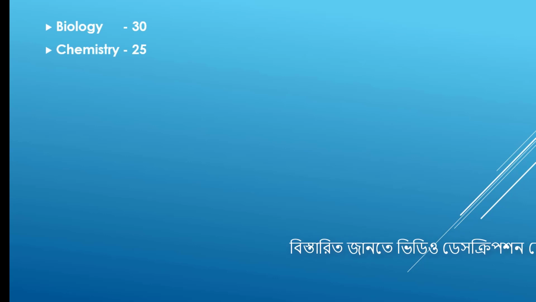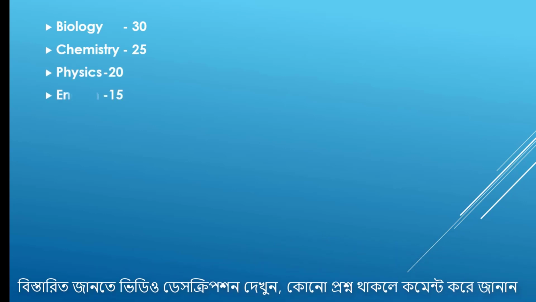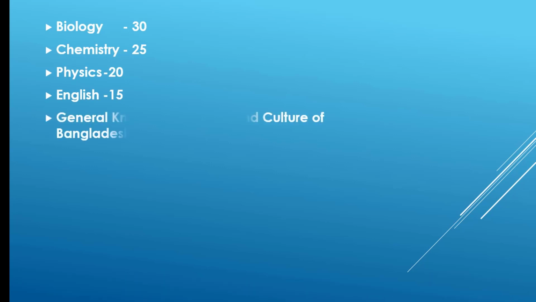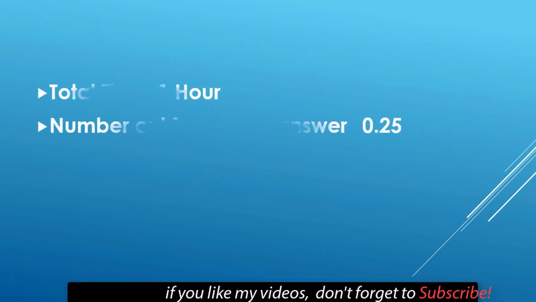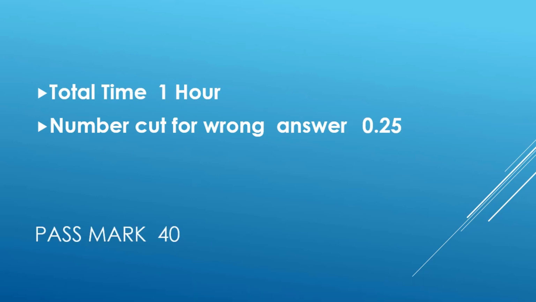Biology 30. Chemistry 25. Physics 20. English 15. General Knowledge History and Culture of Bangladesh 6. International Affair 4. Total mark 100. Total time 1 hour. Number cut for wrong answer 0.25. Pass mark 40.